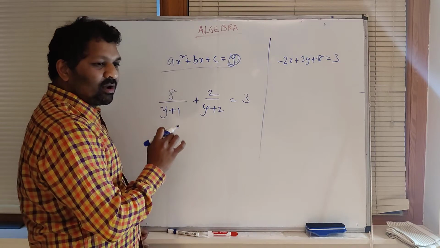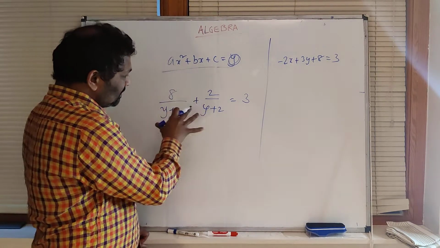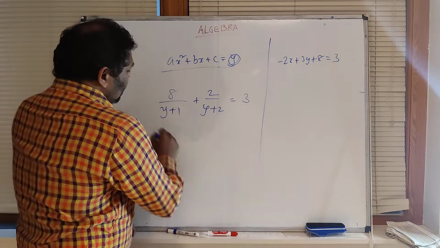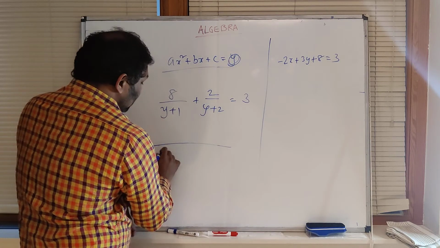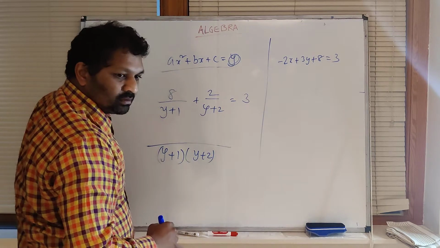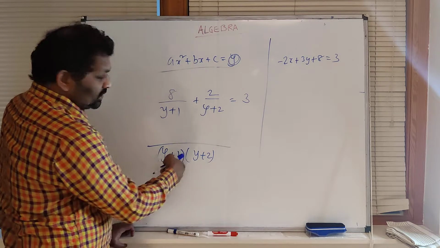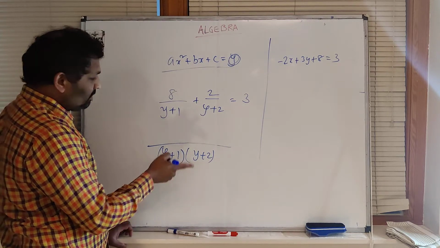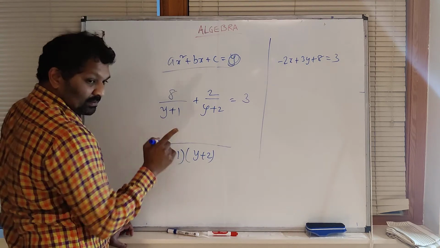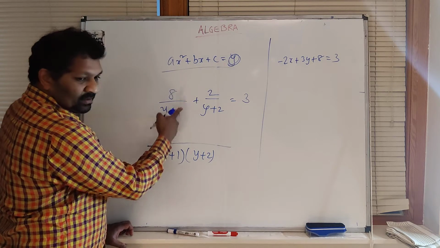Whereas here, this is not in a straightforward quadratic equation form, but rather it has one fraction and one number. What is the LCM here? Y plus 1 into y plus 2. LCM, LCD. That goes into the denominator. And how many times does y plus 1 go into this LCD?